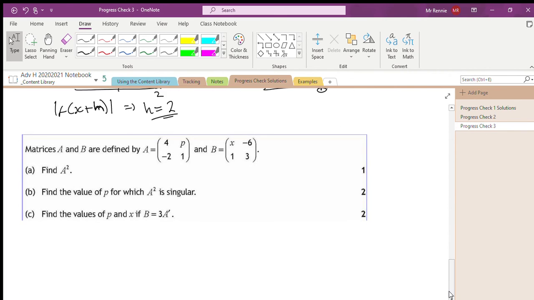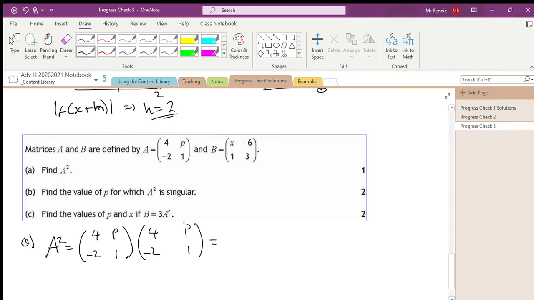So matrices are defined as the following. First mark, we're going to find A squared, so let's do that first. So A squared is going to be 4, p, negative 2, 1, and it's going to multiply itself. So we should know how matrices work when we multiply them. The first entry is going to be the first row times the first column of the second matrix. So it's going to be 4 times 4, that's going to be 16. p times negative 2, which is negative 2p. So that's my first entry, 16 minus 2p.